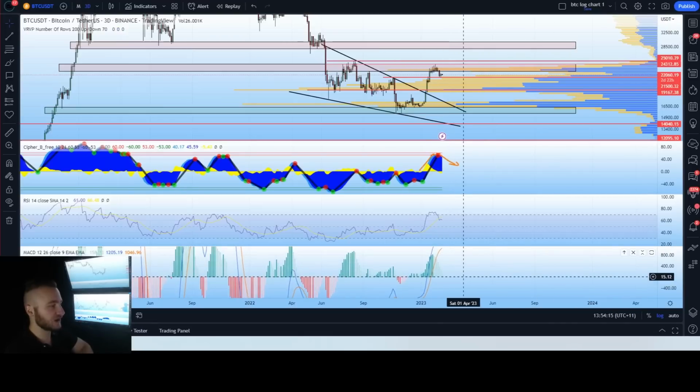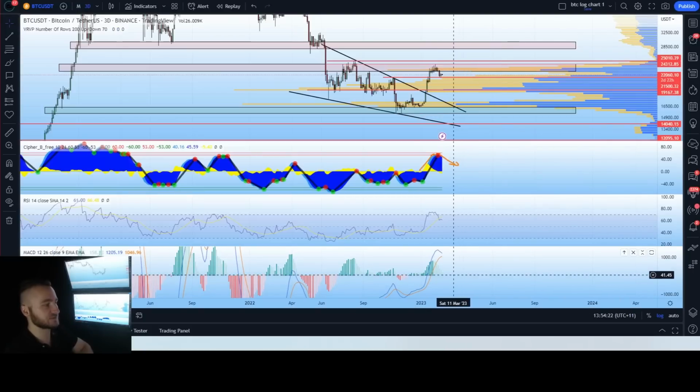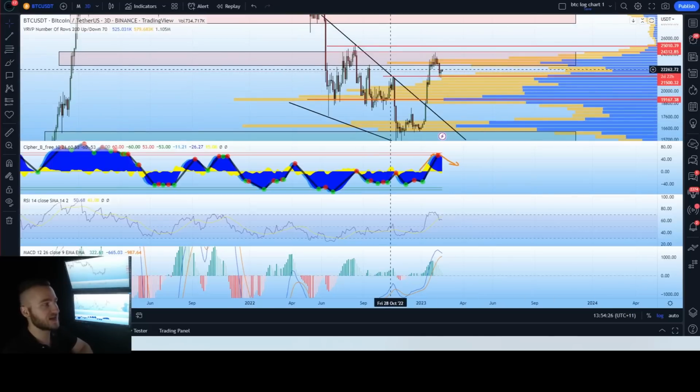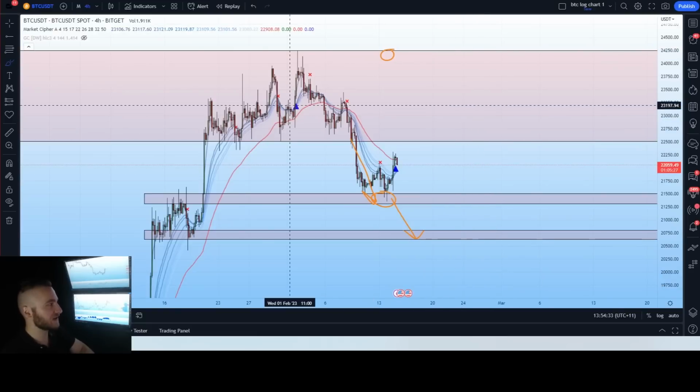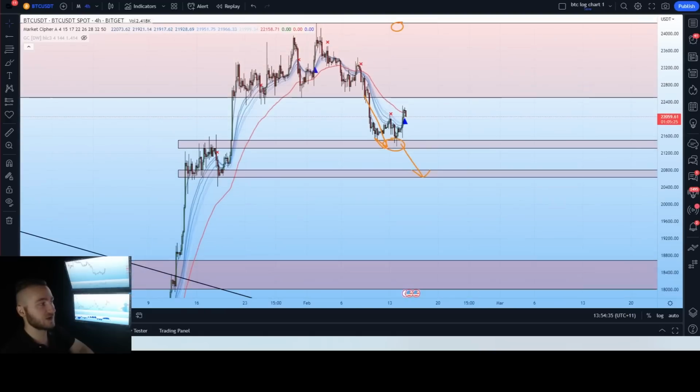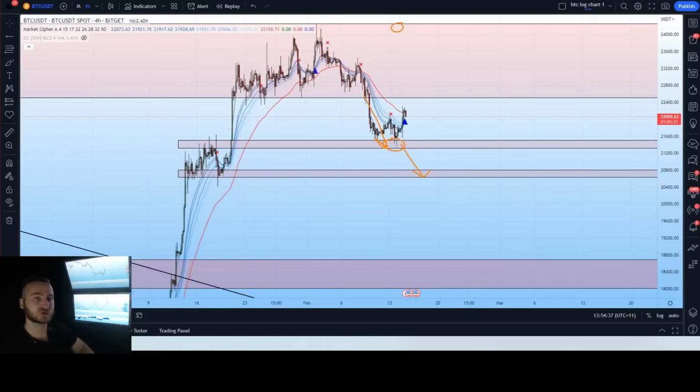We are still slightly positive, but very, very close to a negative cross of momentum on the 3-day chart. Obviously, crossing into negative momentum territory could definitely push Bitcoin below 21,500 and therefore reach lower subsequent targets.